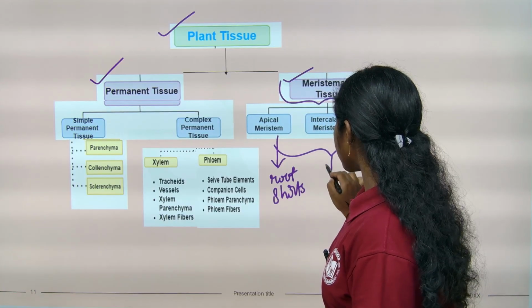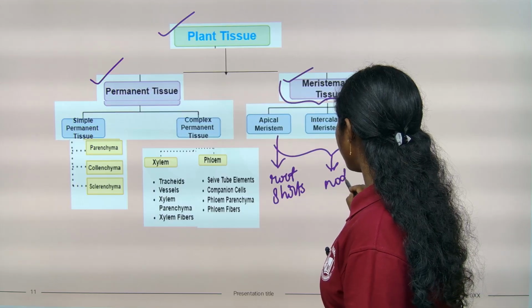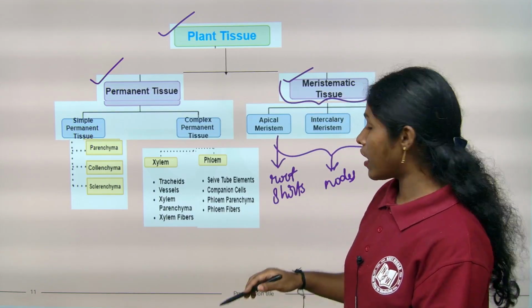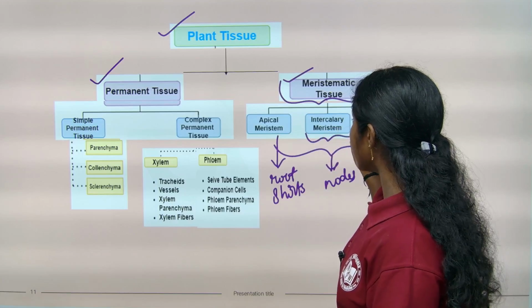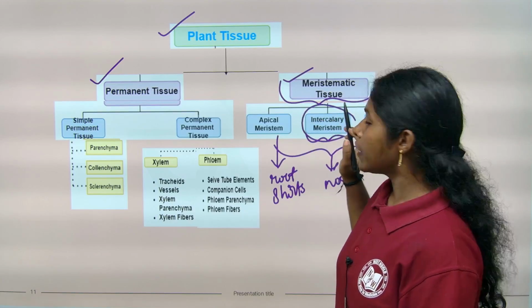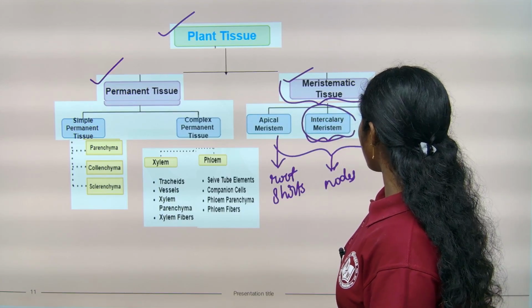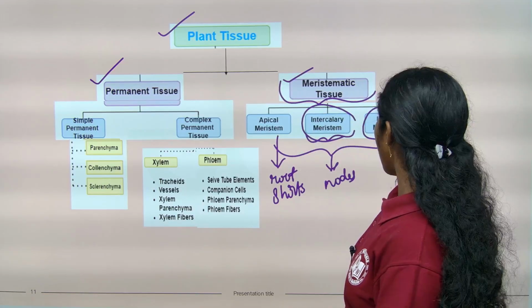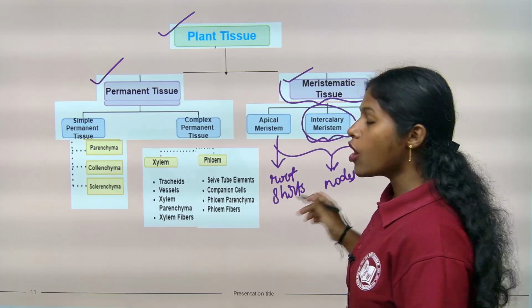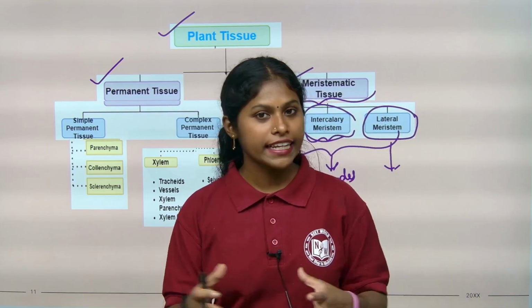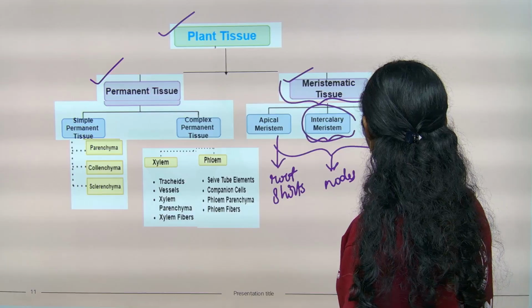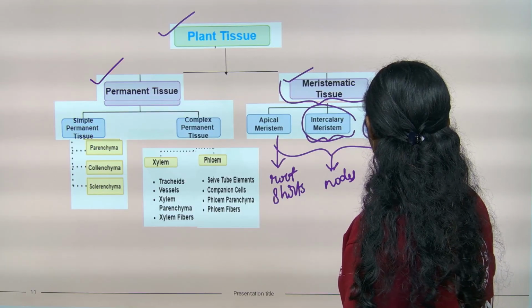Intercalary meristem is present at the nodal regions, at the origin of leaves, petioles and lamina, right? Especially in the monocot grasses, regeneration happens through the intercalary meristem. Coming to the lateral meristem, it helps in horizontal growth. The growth in girth of the plant is increased due to the lateral meristem, right?